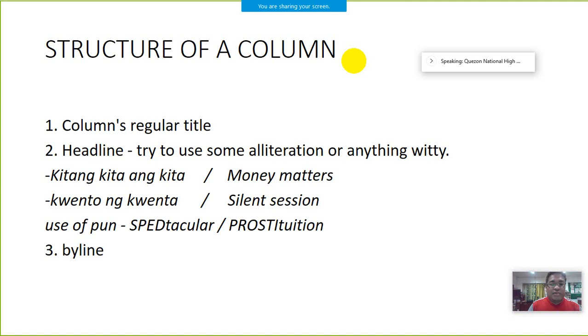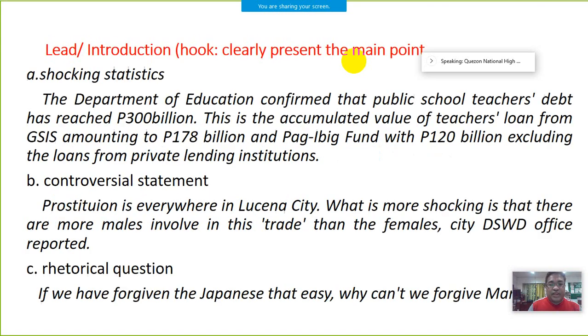Then a column should have a byline or the name of the writer. Now, how do we write the column? We start obviously with the lead or introduction. The lead or introduction must be a hook statement, but it must clearly present the main points. Now, according to Dr. Andrada of UP College of Mass Communication, three of the effective leads of column writing are the following.